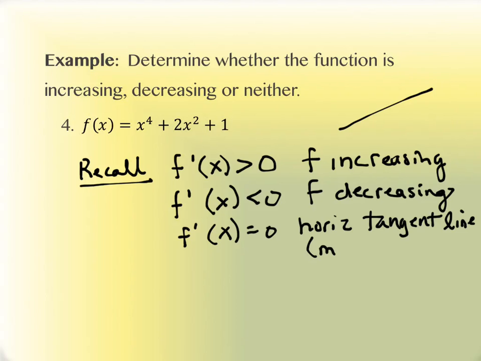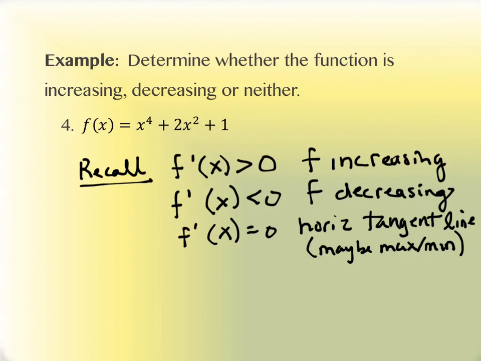So I'm going to write that it may be a max or a min. It may not, but it could. Max or min. All right, so let's take a look then at this particular function. We're taking the function f of x equals x to the 4th plus 2x squared plus 1.